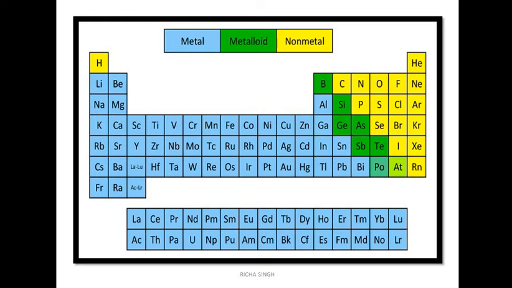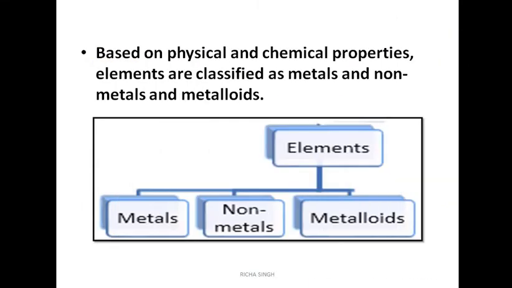There are 22 non-metals, and 7 metalloids, and the remaining are the metals. Some examples of metals are sodium, potassium, calcium; non-metals like carbon, nitrogen, oxygen, phosphorus; metalloids like boron, silicon, germanium, arsenic, etc. We will study this periodic table in detail in the last chapter. So let's start with this chapter.